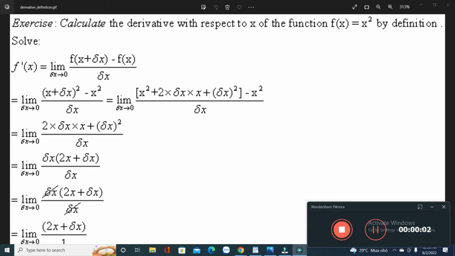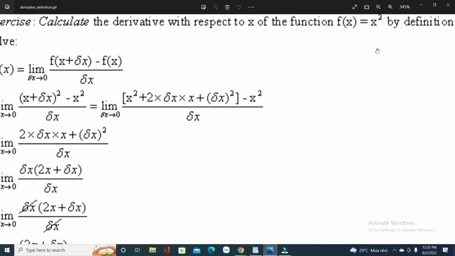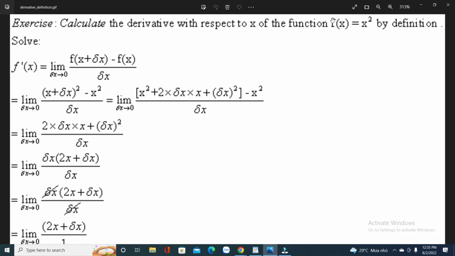Okay, so today we're gonna try to calculate the derivative of the function f(x) equal to x squared by definition. Okay, so we have the function here, f(x) equal to x squared, and we're gonna apply the definition of a derivative, which is f prime of x is just the limit as delta x goes to 0 of f of x plus delta x minus f of x. That's the numerator, and in the denominator we're gonna divide that whole expression by delta x.